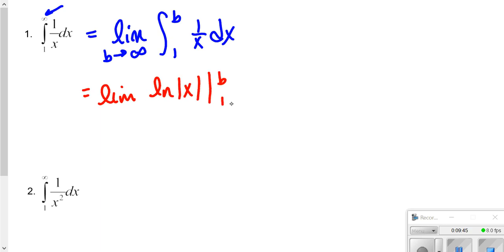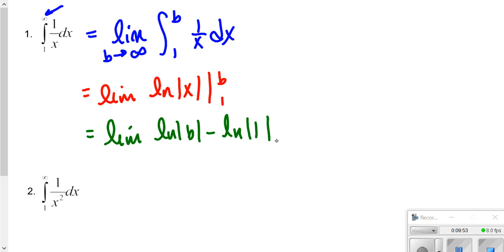Anti-differentiate, have my bounds, use the fundamental theorem, plug in my bounds. Remember that the natural log of 1 is 0. I was a little sloppy here with not writing down all the things. Okay, and so I have natural log of something that's getting bigger, bigger, bigger, and it too will get bigger, bigger, bigger. And so this is divergent.